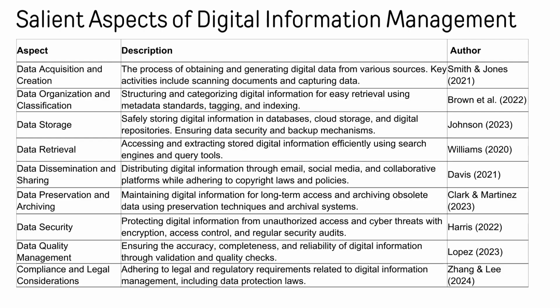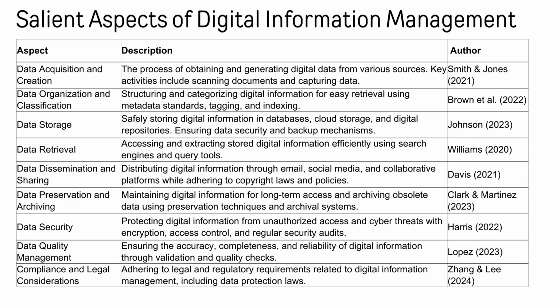The second aspect is data organization and classification. As explained by Brown and colleagues in 2022, this involves structuring and categorizing digital information using metadata standards, tagging, and indexing to support easy retrieval. Next is data storage. According to Johnson, 2023, digital information must be safely stored in databases, cloud storage, or digital repositories, with strong security measures and backup mechanisms to prevent data loss.